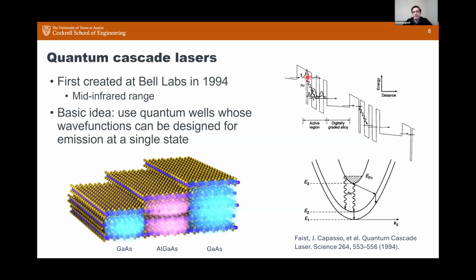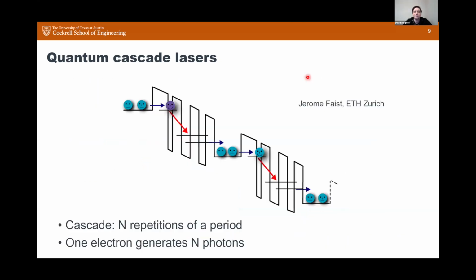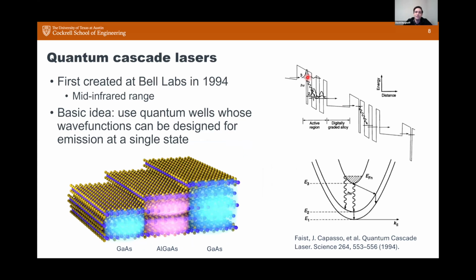So quantum cascade lasers have been around for, actually, this is the 30-year anniversary, so they've been around for quite some time. And so why are they called quantum cascade lasers? They also have this feature that because they're relying on quantum wells, you can actually lase multiple times inside the band diagram, or sorry, inside the structure.